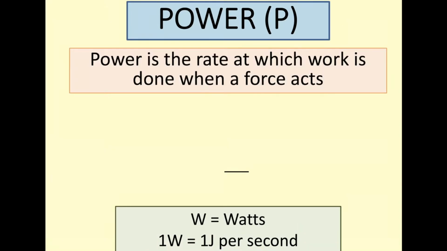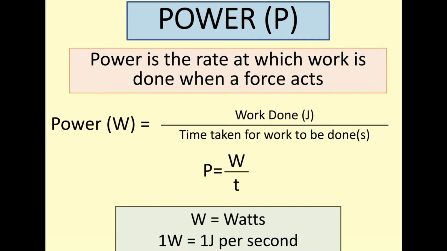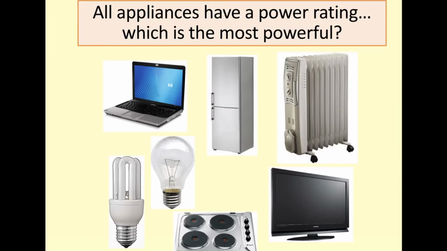So we can also talk about it being work done. So we've talked about when we lift things, we're having to do work in order to do that. But work done is exactly the same as just the amount of energy being transferred against a force. And you'll look more at work done in other lessons. So out of these appliances, which do you think is the most powerful? So again, pause the video whilst you have a think about these.